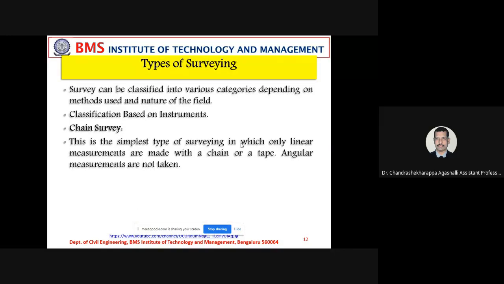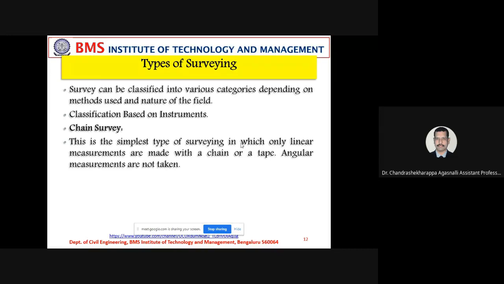Surveys can be classified into various stages and categories, depending on the methods used and the nature of the fields. There is also classification based on instruments, since we use different instruments for different purposes, and each instrument has its own limitations. For example, chain survey is the simplest type of surveying, in which only linear methods are used. You can measure the horizontal, straight line with a tape or survey chain; both are the same.